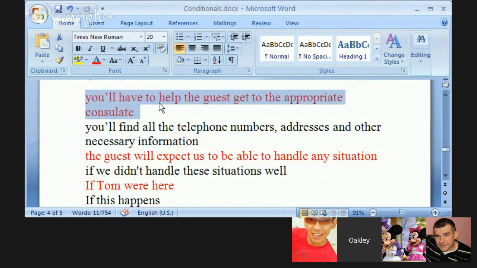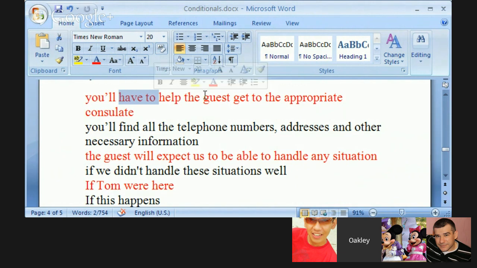Excellent. Very good. You will have to. Notice the double modals here. We have a phrasal modal here. You will have to help. So you will help the guest. This is also another special thing that can happen. It is possible. You will have to help the guest. This construction is perfectly okay.